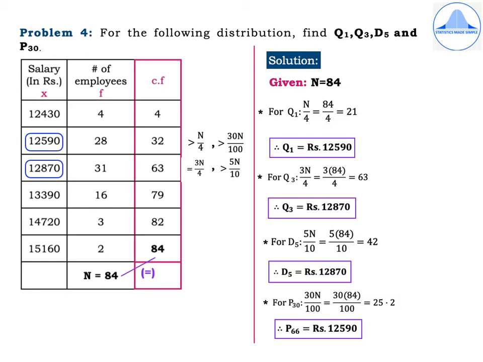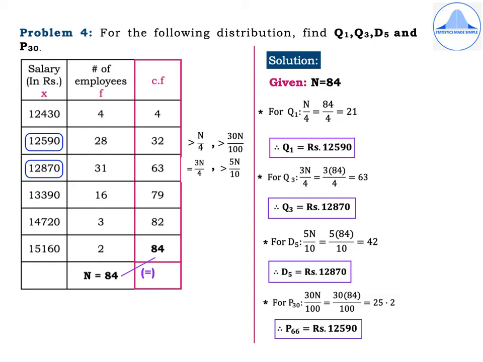Problem 4. For the following distribution, find Q1, Q3, D5 and P30. Salary in rupees in the table in the first column are 12,430, 12,590, 12,870, 13,390, 14,720 and 15,160. The number of employees are 4, 28, 31, 16, 3, 2.